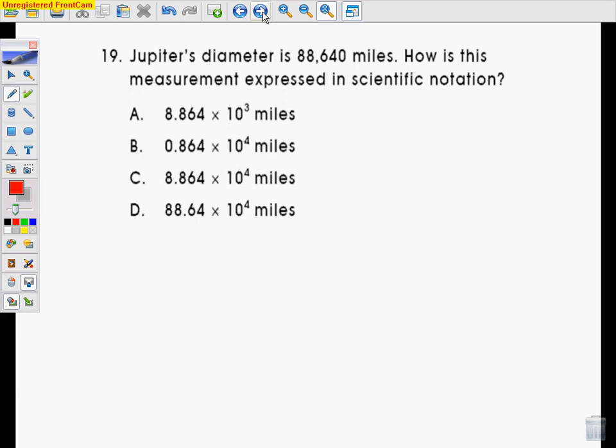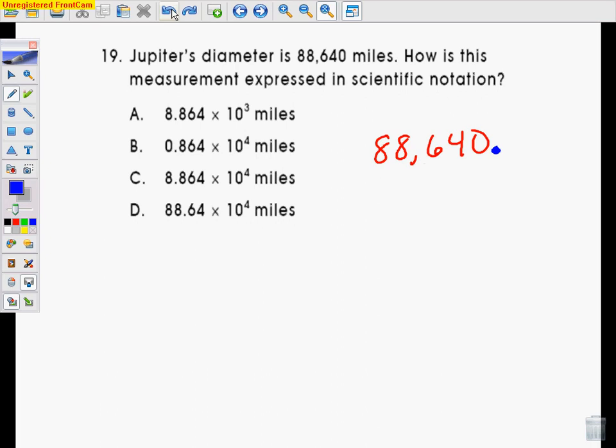All right, when you're taking a number and you're putting it in scientific notation, the first thing you want to recognize is where the decimal point is. In this number right here, the decimal point is here. All right, notice there's a difference between a decimal point and a comma. That's a comma. We don't want the comma. We want the decimal point.